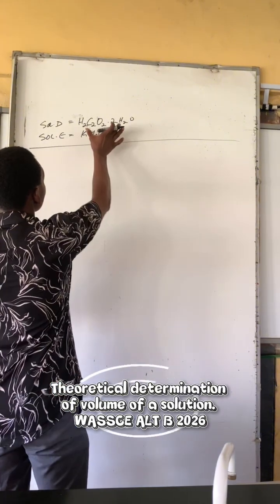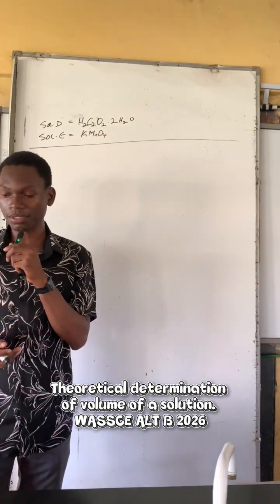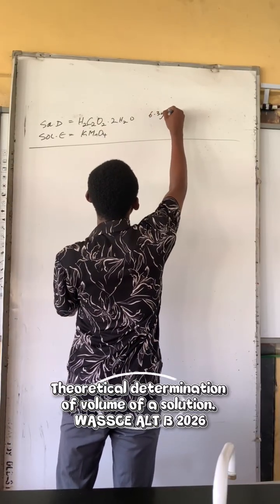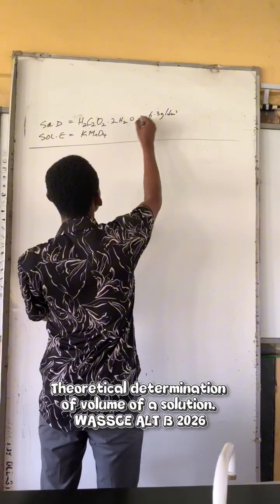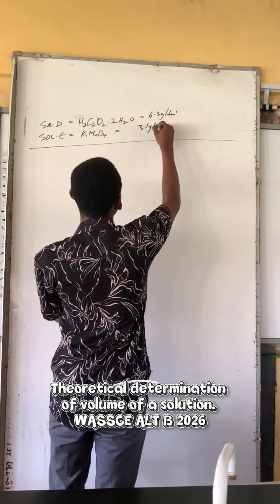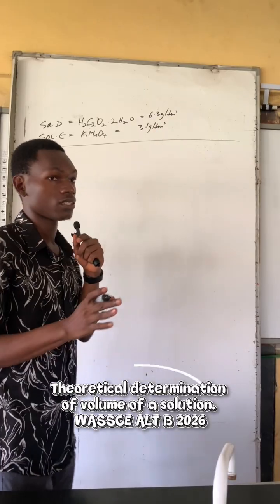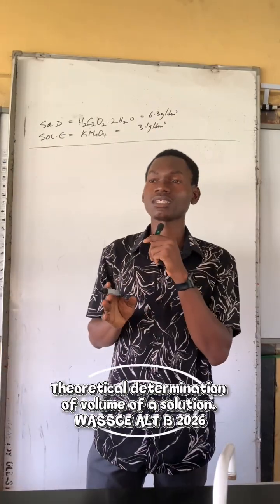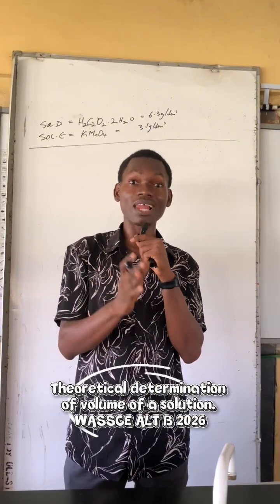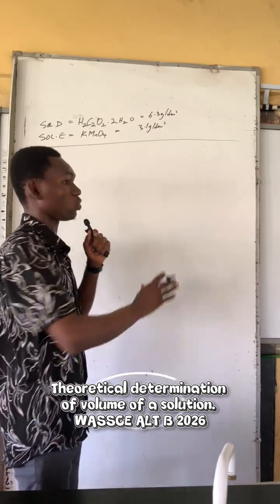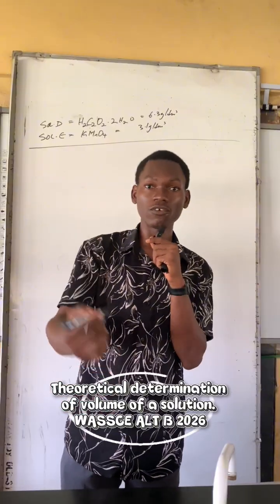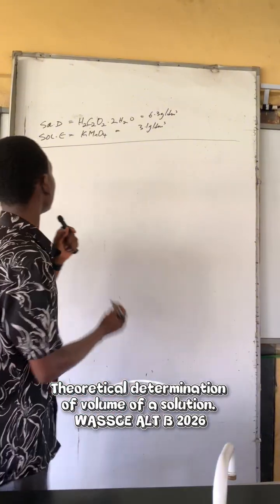We are told that while we are to prepare the acid and the base, the acid should contain 6.3 gram per dm cube and the KMnO4 should contain 3.1 gram per dm cube. So these are their mass concentrations. Before we calculate the volume of the acid to be used, we have to calculate their molar concentration. This is just their mass concentration. We have to calculate their molar concentration in order for us to calculate the theoretical volume of D, which is the acid to be used.